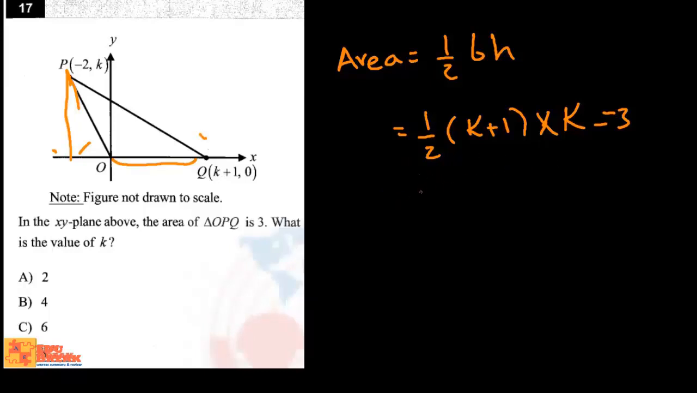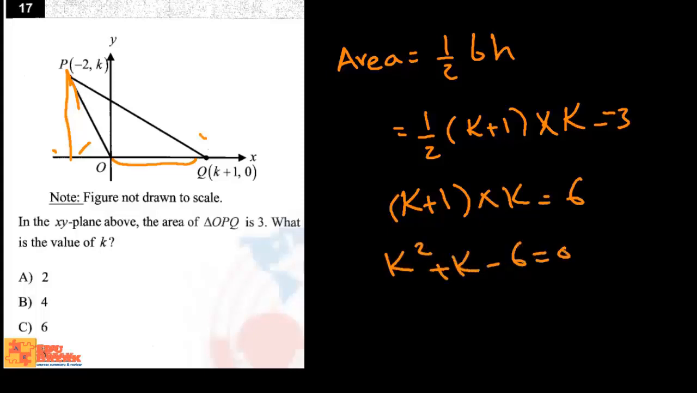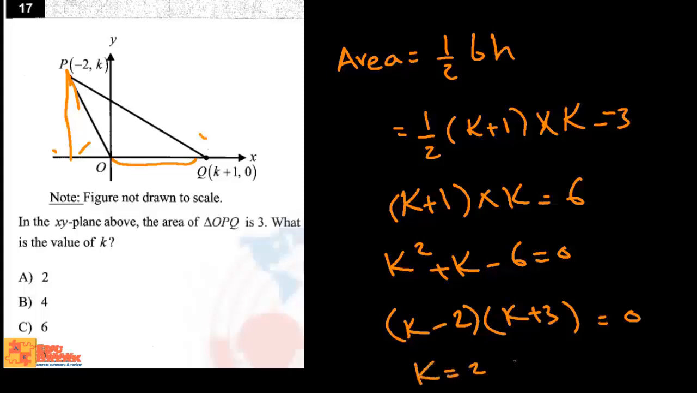Okay, so multiply both sides times 2, so we have k plus 1 times k equals 6, which means k squared plus k minus 6 equals 0. You can factorize, or you can use the calculator. The numbers are 2 and 3, one negative and one positive. So k equals 2 or k equals negative 3. We have k is greater than 0, so k equals 2. So the answer is A.